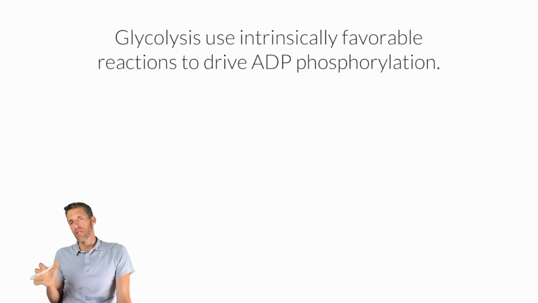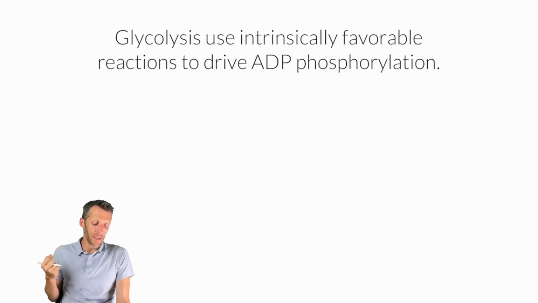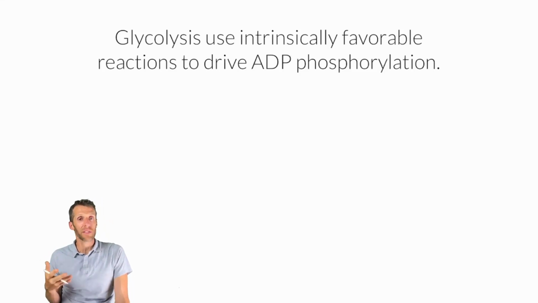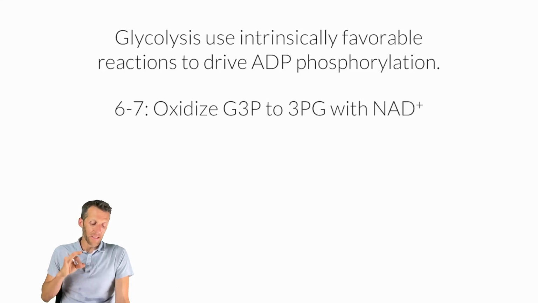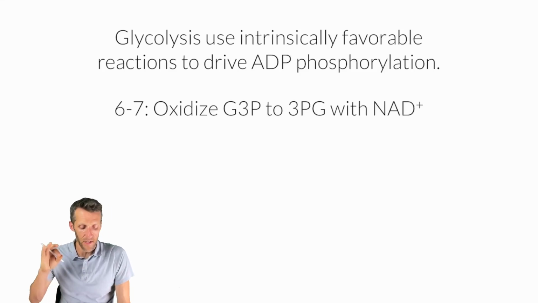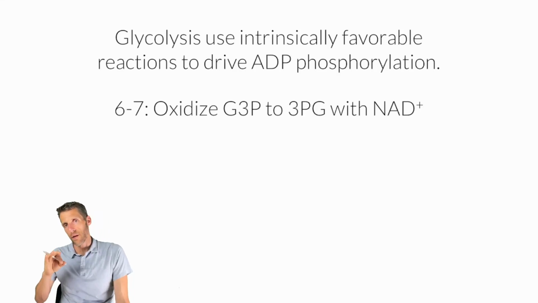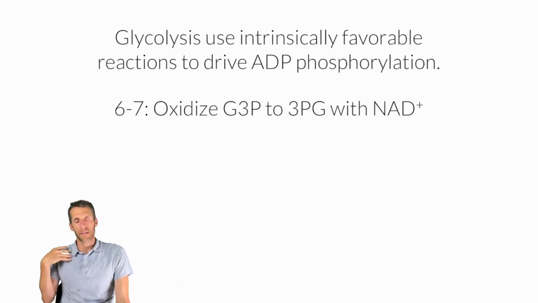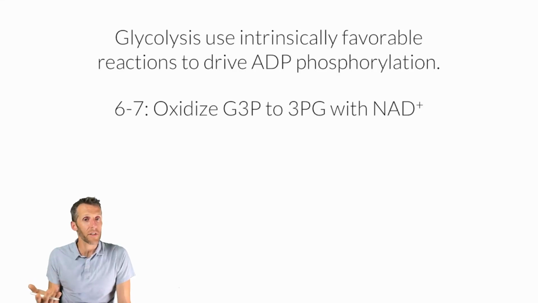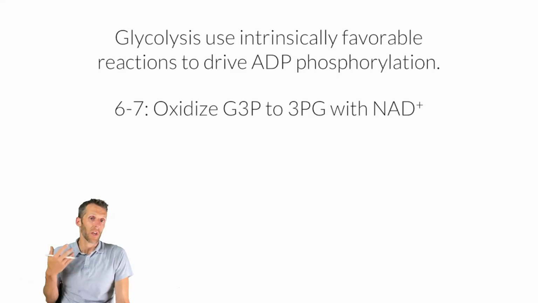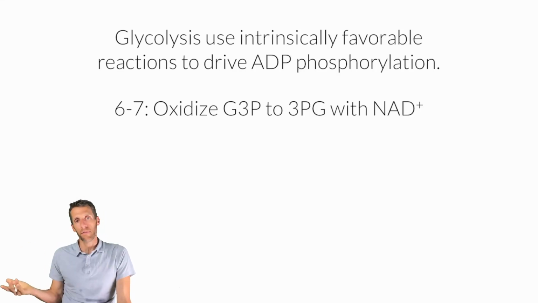Okay, bunch of details there, but hopefully we can pull out a couple of lessons from these. The first is that glycolysis is actually using intrinsically favorable reactions to drive ADP phosphorylation. At steps 6 and 7, that's the oxidation of glyceraldehyde 3-phosphate to 3-phosphoglycerate using NAD+ as the oxidizing agent. That has more than enough energy to drive the formation of 1,3-bisphosphoglycerate, and then that can dump it off onto ATP.